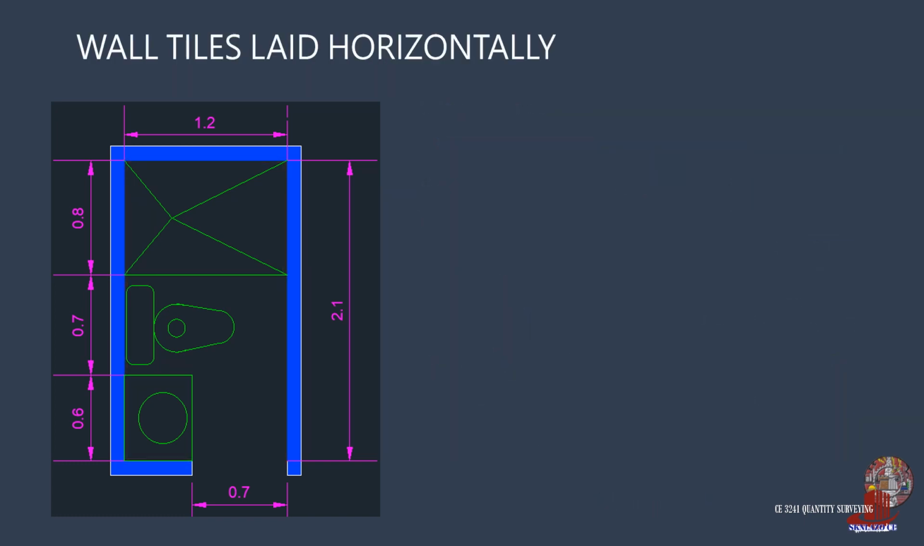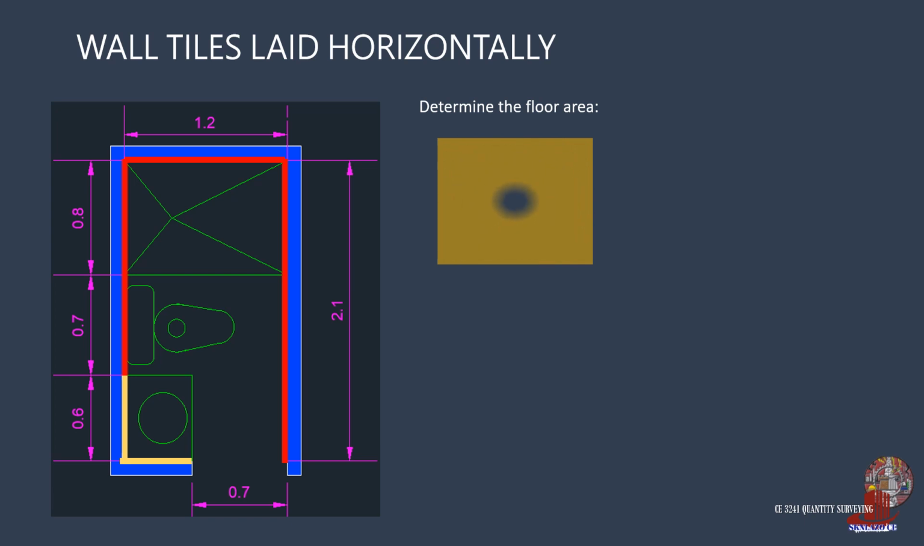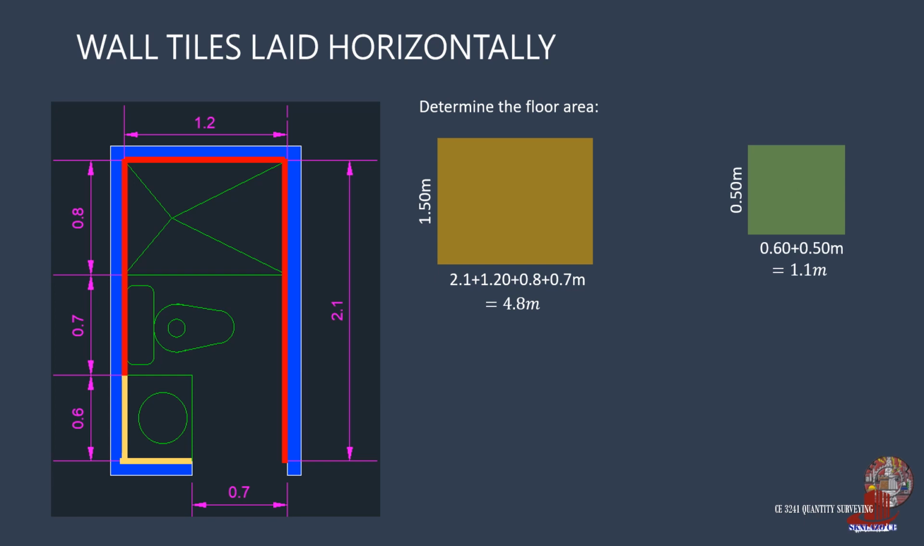For wall tiles laid horizontally, the areas remain the same. The first one has a height of 1.5 and length of 4.8 meters. The second area has dimensions of 1.1 length by 0.5 meter height. The only difference is the orientation of the tile placed as 0.15 meter height and 0.3 meter length. So quantify by taking the verticals 1.5 divided by 0.15 and the horizontals as 4.8 divided by 0.3.